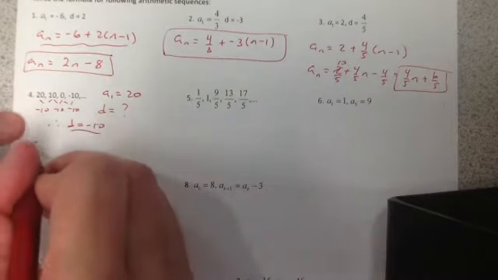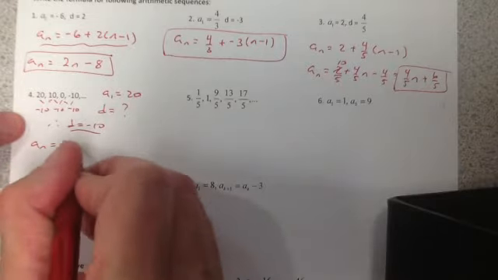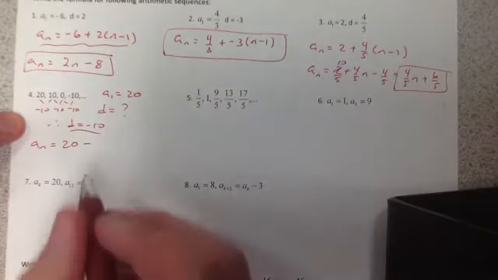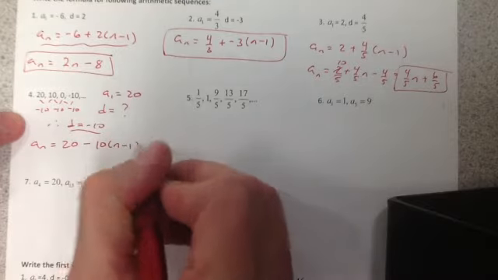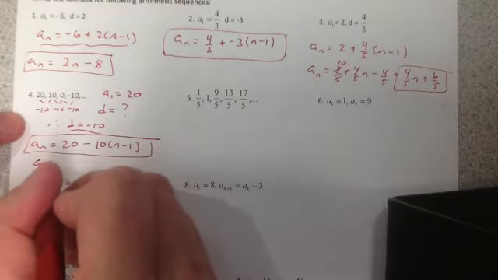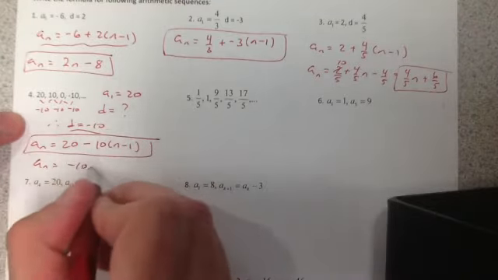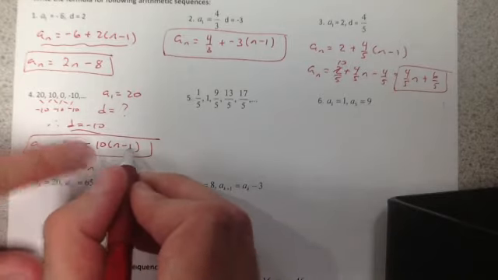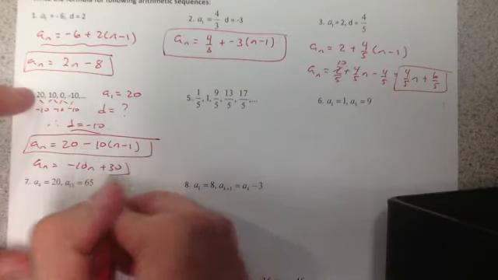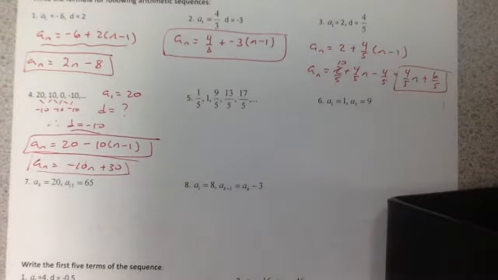And I correct my equation. A sub n equals my first term, 20, plus negative 10 times n minus 1. And you can simplify that. It's kind of fun to do sometimes. Negative 10n. That becomes plus 10, plus 20, so plus 30. And there's our equation right there. Very easy to do. All right.